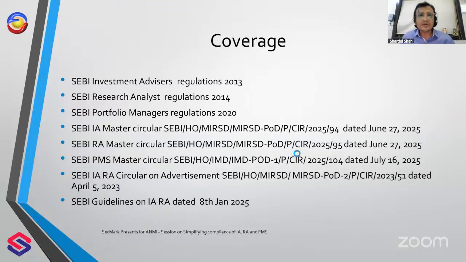The coverage of today's presentation is all three regulations, that is the SEBI IA regulation, SEBI Research Analyst regulation, SEBI Portfolio Managers regulation, all three master circulars issued by SEBI on all three regulations, that is IA, RA and PMS, and a circular issued by SEBI on advertisement for IA and RA, and guidelines issued by SEBI on IA and RA in January 25. We had also covered a few points on the recent amendment and clarity issued by the regulator in July 2025 on certain client level segregation.